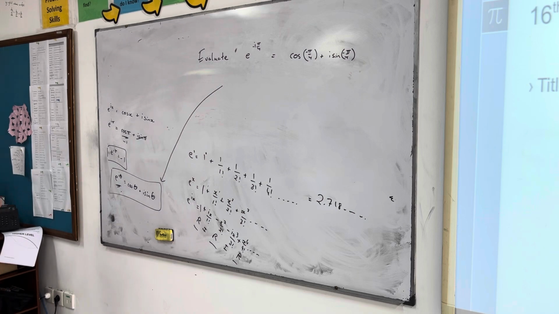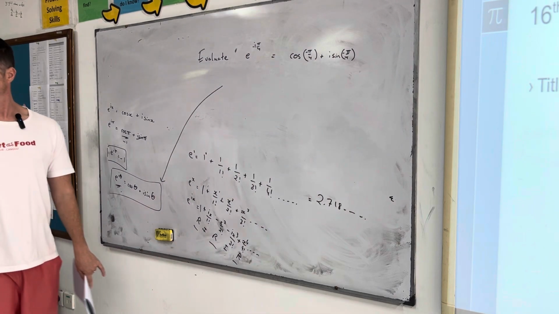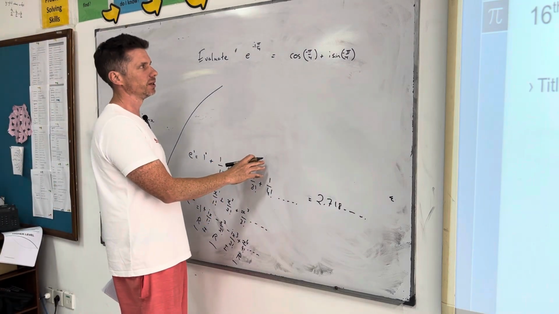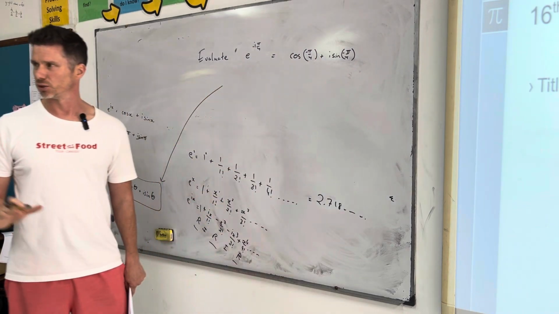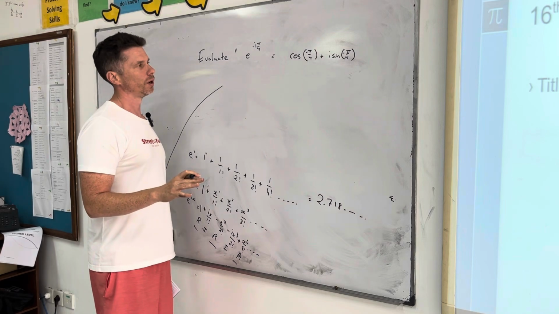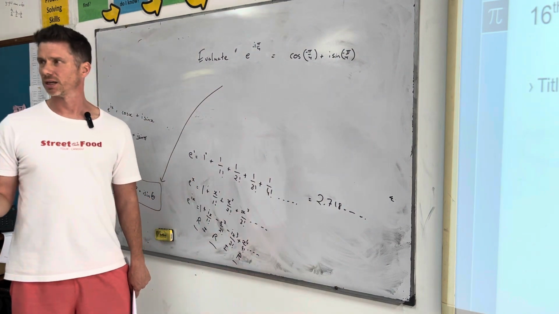What's the modulus? There's 1, it's just 1. There's nothing there to say anything else. There's no number in front of this e. It's just 1. All right. So evaluate, we mean to get into Cartesian form.